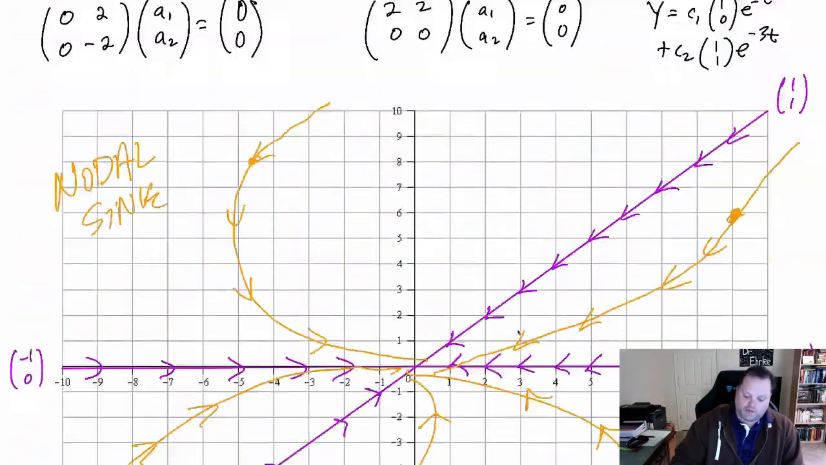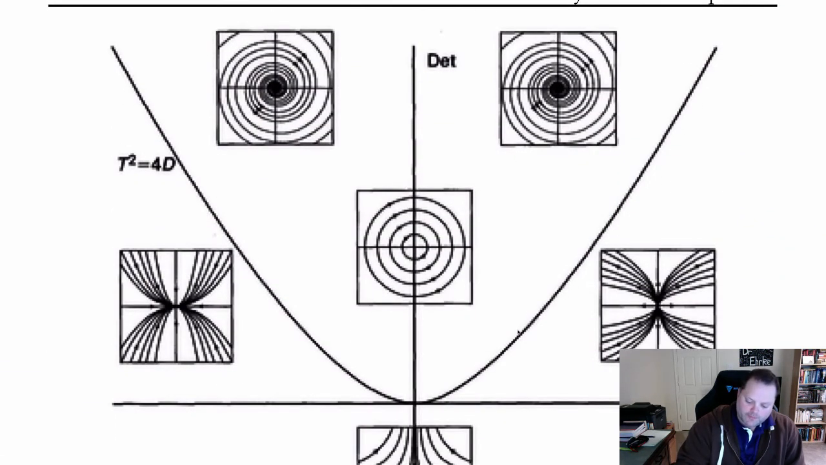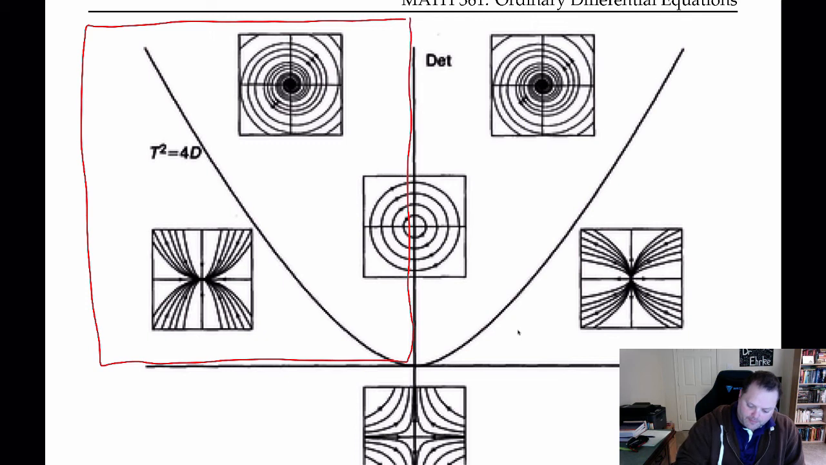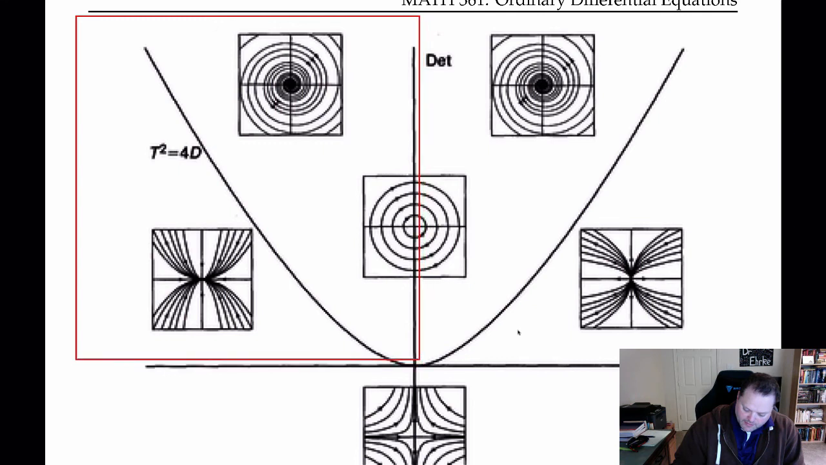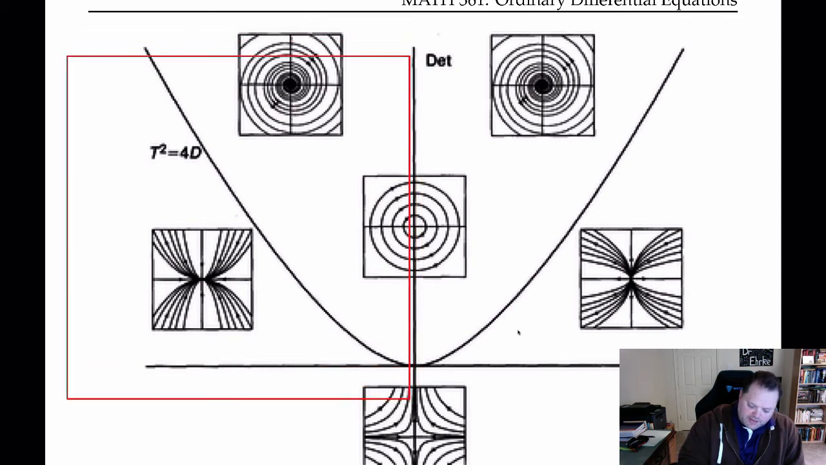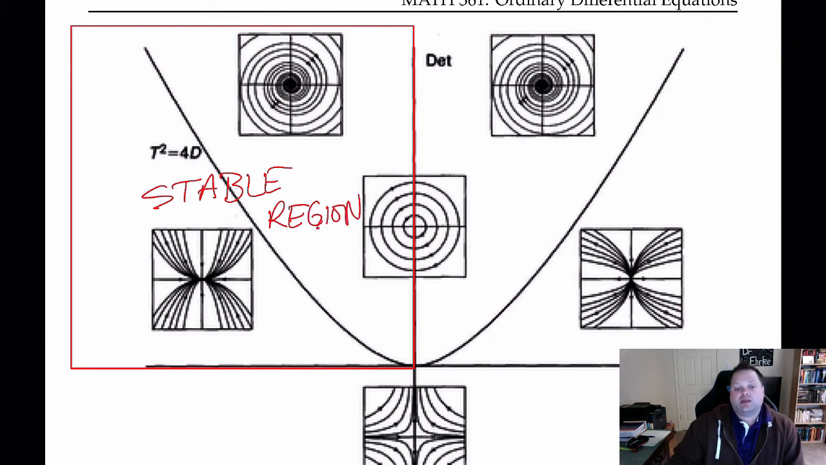Let me go back up to our picture we made together. So this one will work. What the theorem is saying is the only place where you get stability is up here. So this is a stable region of behavior. So this is our stable region of behavior.